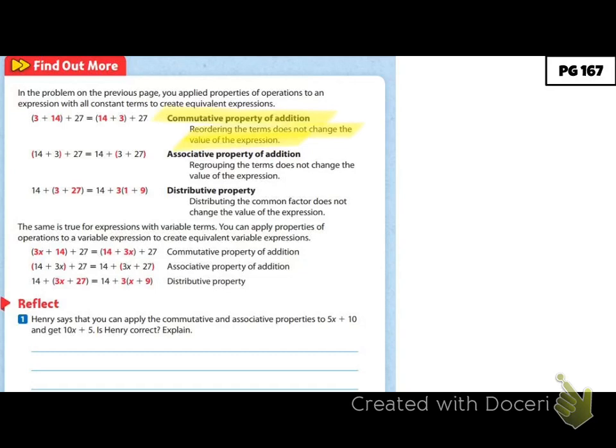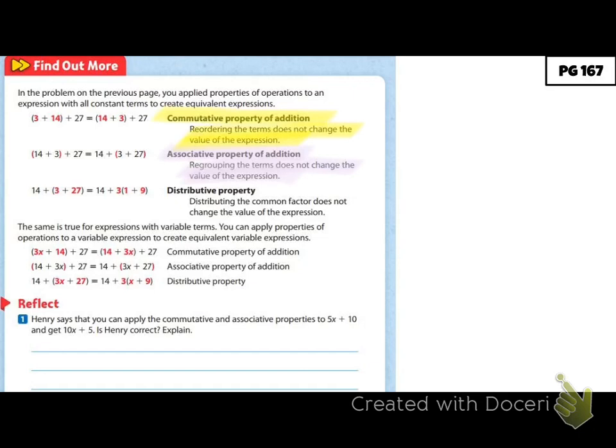The next one is the associative property. And the associative property, it is saying that it doesn't matter where the parentheses go, which two we add first, the value will not change. So the associative property, regrouping the terms, does not change the value of the expression. So it doesn't matter if we do 14 plus 3 and then add 27 to it, or if we do 3 plus 27 and then add 14 to it. It will all be the same.